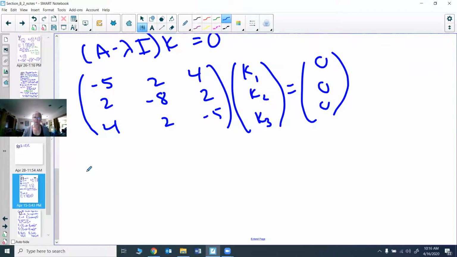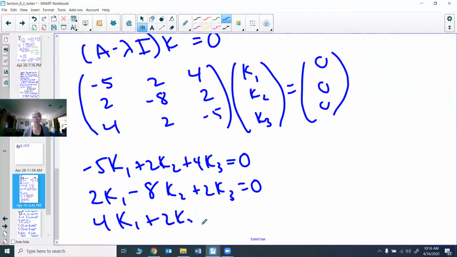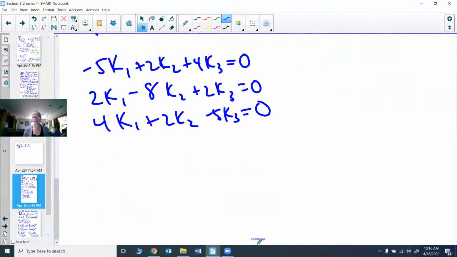So when we do that, we get -5k1 plus 2k2 plus 4k3 equals 0. We get 2k1 minus 8k2 plus 2k3 equals 0. And 4k1 plus 2k2 minus 5k3 equals 0. So we have that, and what we have to do is we need to actually solve that and see what happens with it.